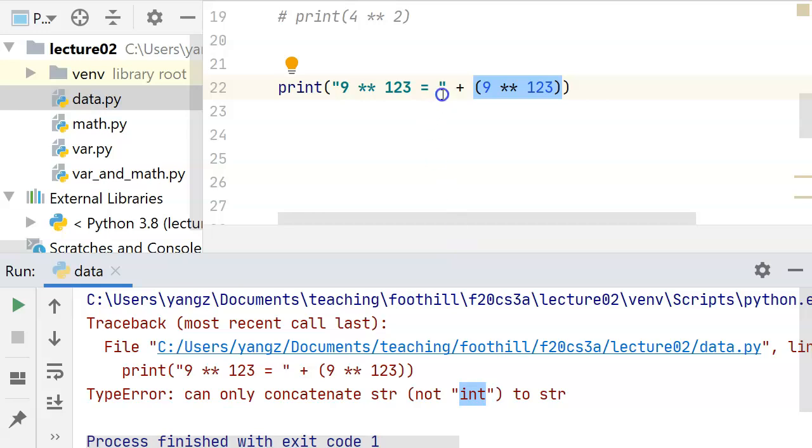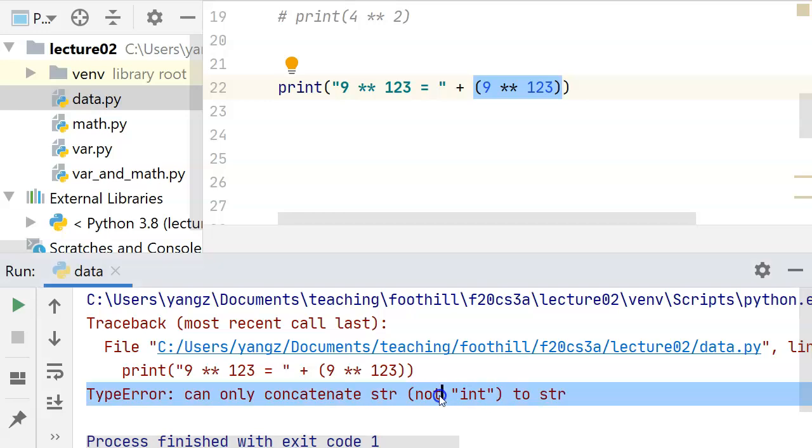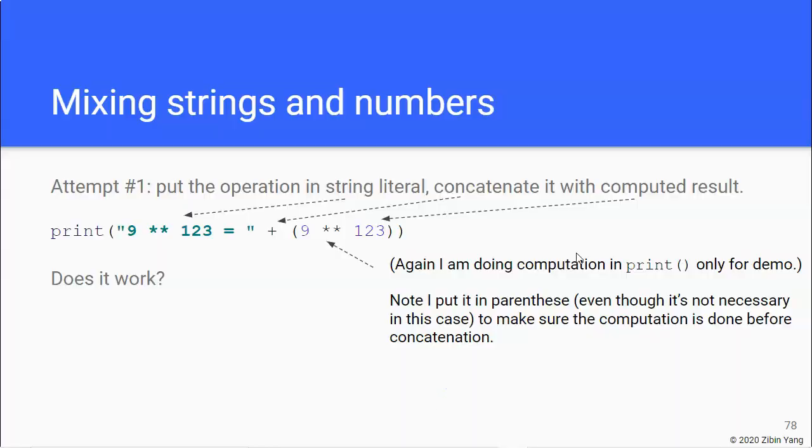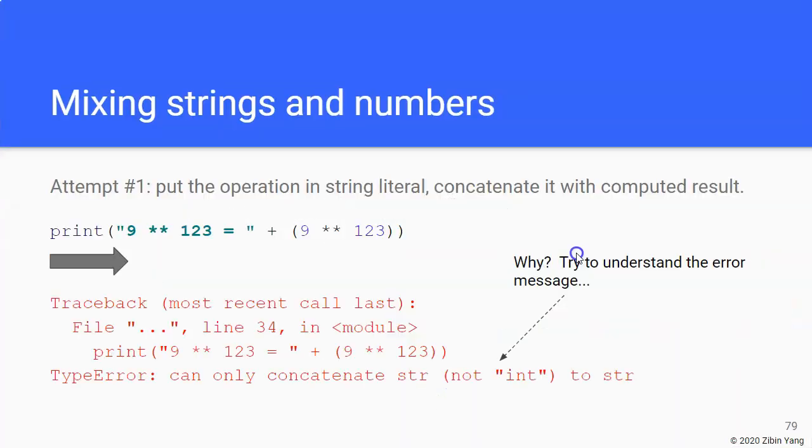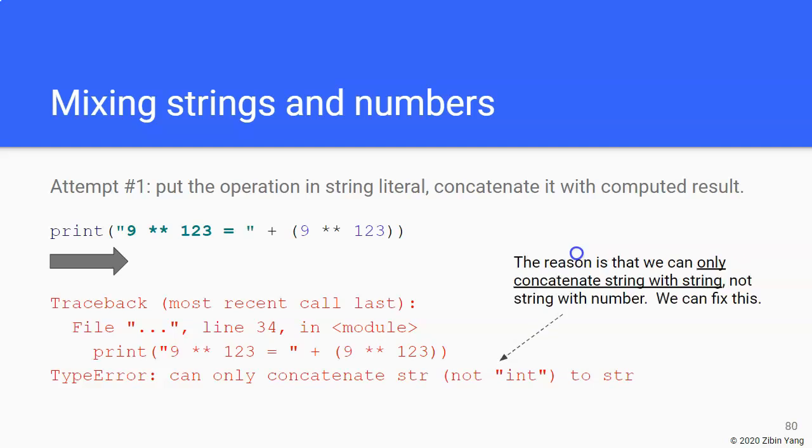So what we're trying to do is concatenate, which is the plus sign, a string, anything in quotes, to an int. And that is what Python is not happy about. And that's what these few slides are trying to explain.